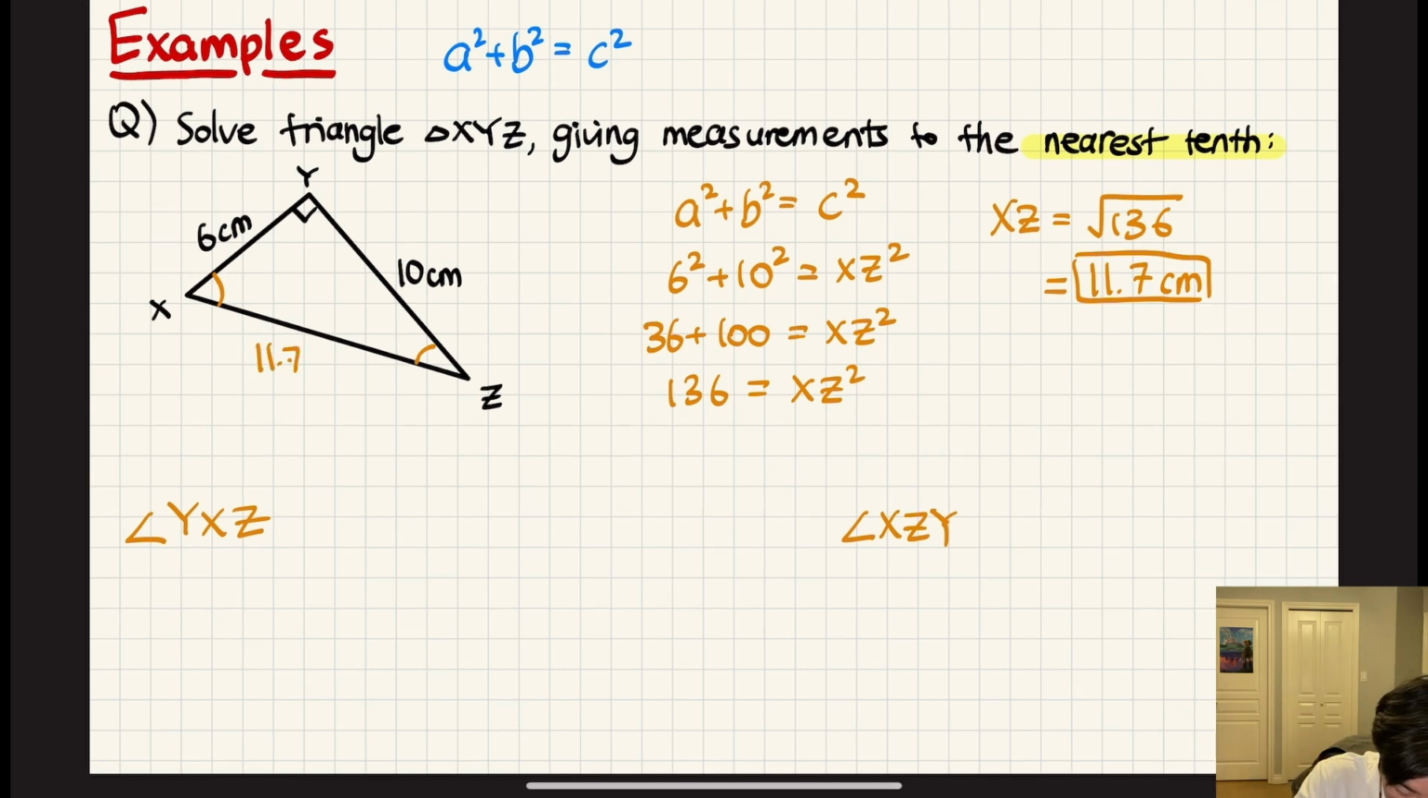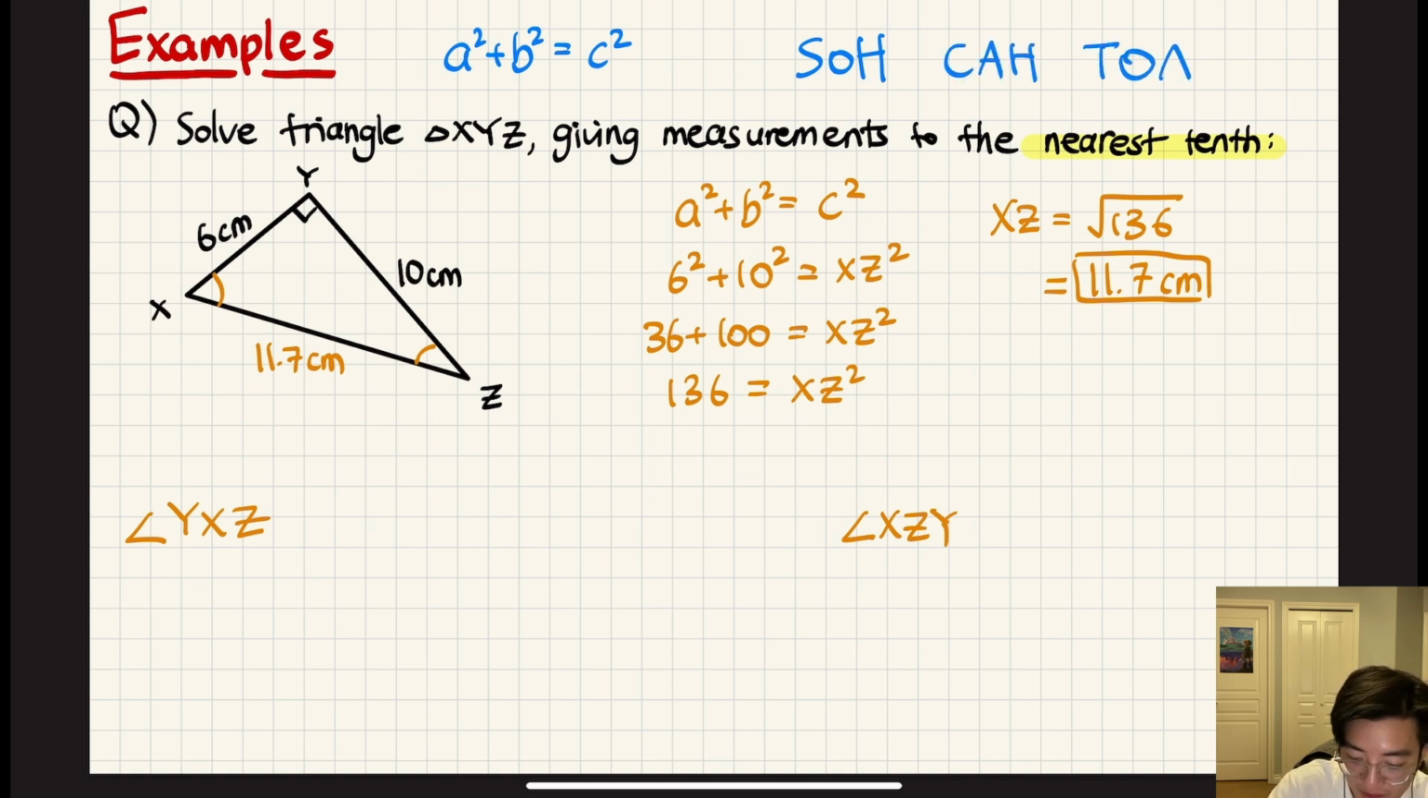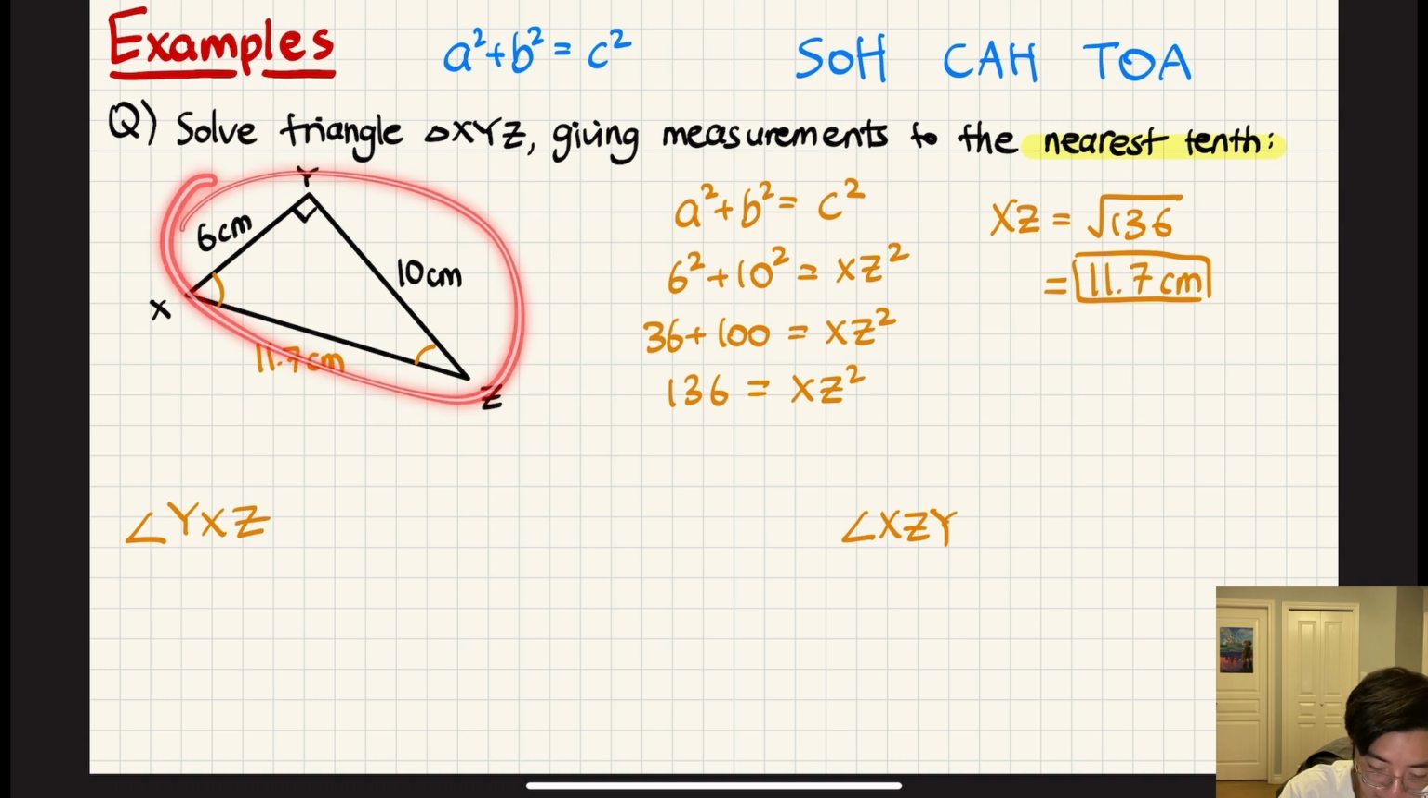This is 11.7 centimeters. And now let's try to solve the angle YXZ here. So this one right there. As we can see, we know all three side lengths, so we can use any of the SOHCAHTOA we want. I'll write it down here. Sine is opposite over hypotenuse. Cosine is adjacent over hypotenuse. Tangent is opposite over adjacent. So in this case, we can honestly use any we want because we know all three sides.